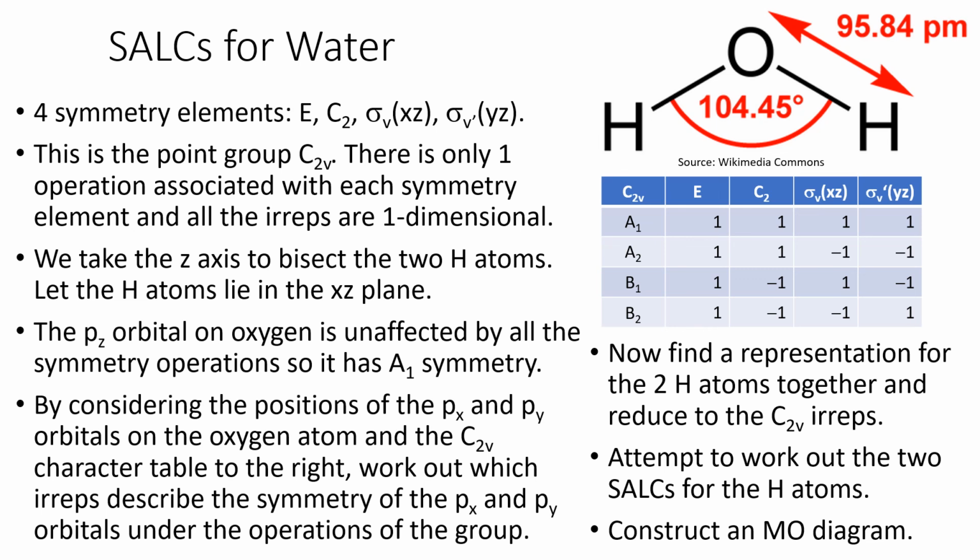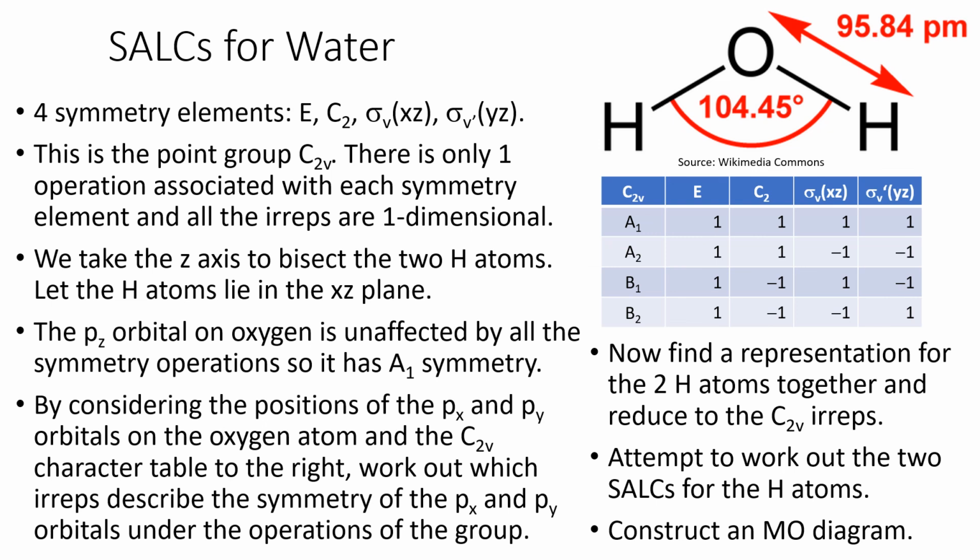So in terms of the axes, we would take z to be the principal axis. It would bisect the two hydrogens and be the twofold rotation axis. And then the way we'll define the axes, we'll have the H atoms in the xz plane. So you can think about it like the x-axis pointing to the right, the y-axis coming out towards you, and the z-axis going up, if we center the coordinates on the oxygen atom.